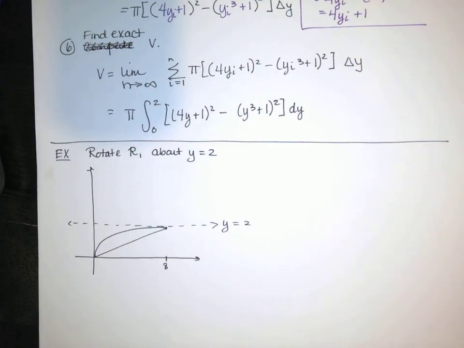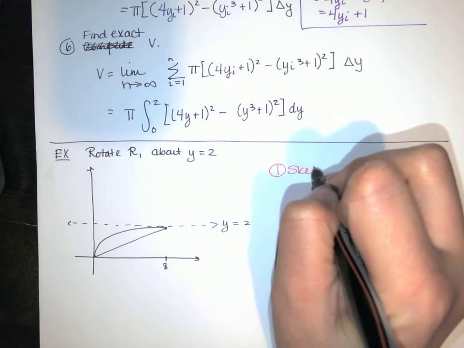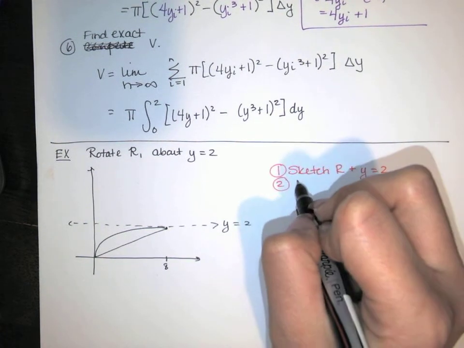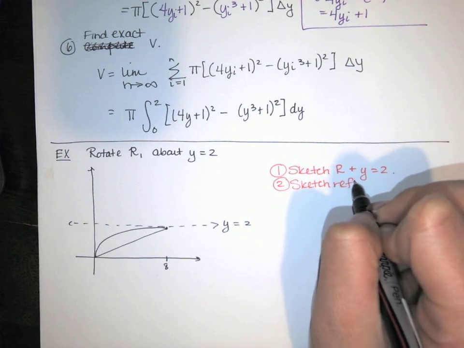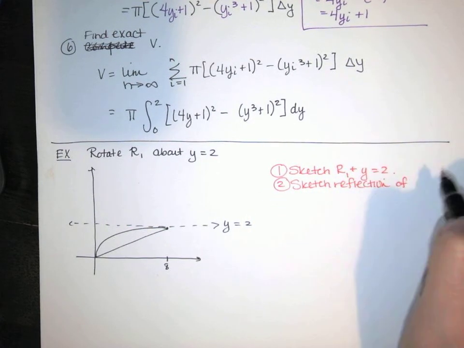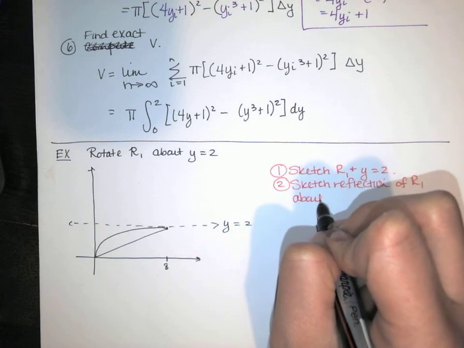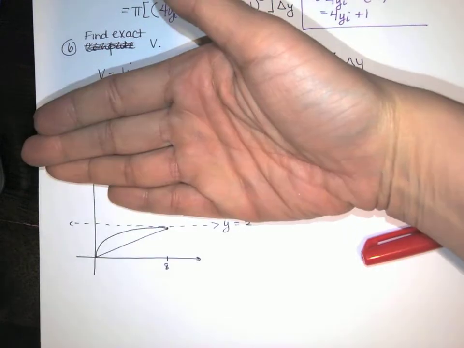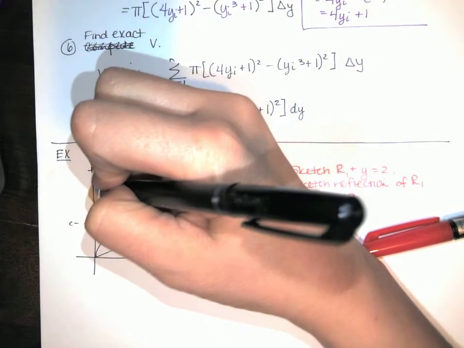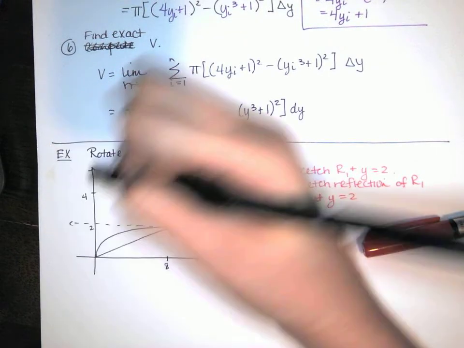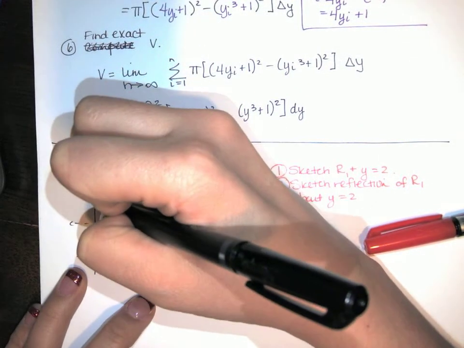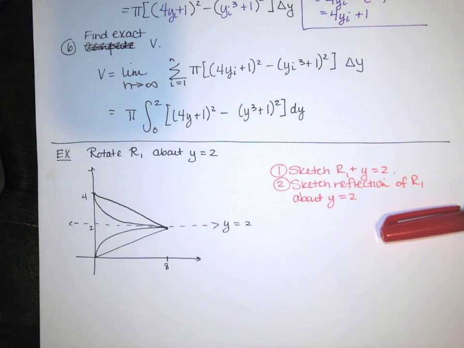Okay, first thing I do, sketch my region and the axis. Then we want to sketch the reflection of that region about the axis. So basically I want to take this and I want to flip it up here. So I'm going to see the same image but just flipped in a reflection. So this is y equals 2, so I guess y equals 4 is where we're going to see it. This is going to become that line. This is going to become something that looks like that. It's not very good, but you get the idea.